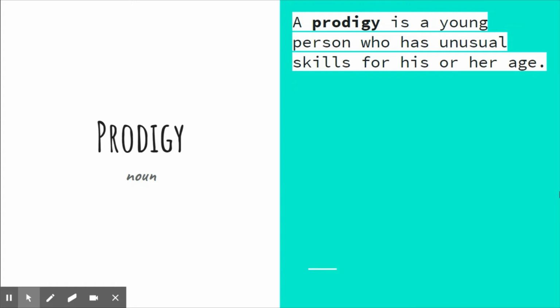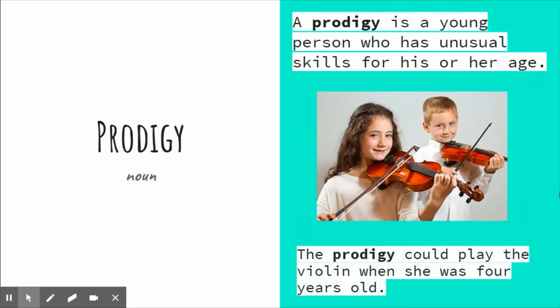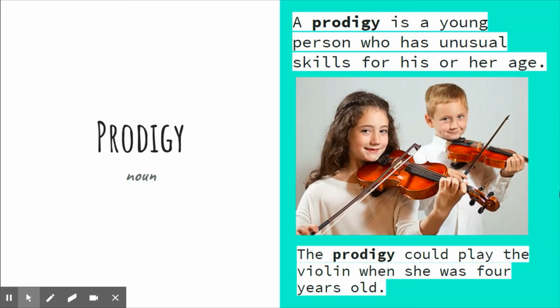Okay, so let's go ahead and look at the illustration. Look at the young girl and boy playing, both of them playing the violin. The prodigy could play the violin when she was 4 years old. Let's go ahead and read that sentence together. The prodigy could play the violin when she was 4 years old. Okay, that is a good word, isn't it?